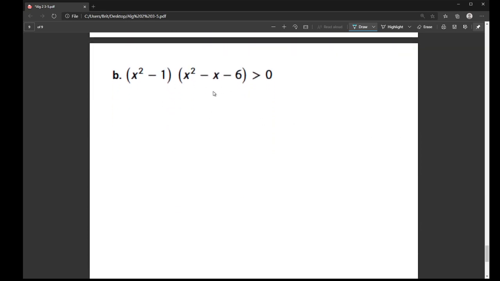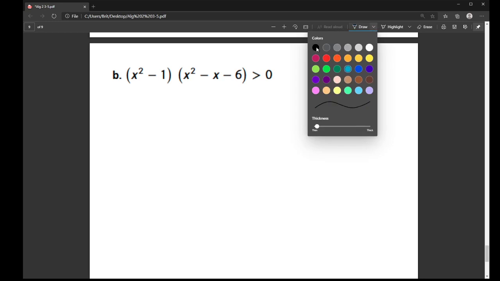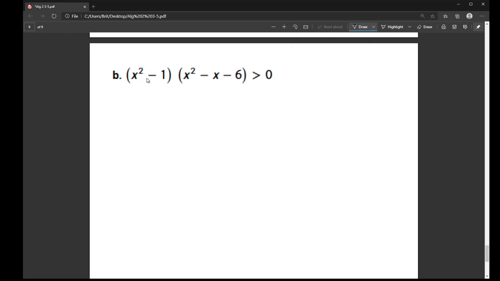Alright, so our last one, this one's nice and factorable, thank goodness. Missy loves herself some factorable stuff.